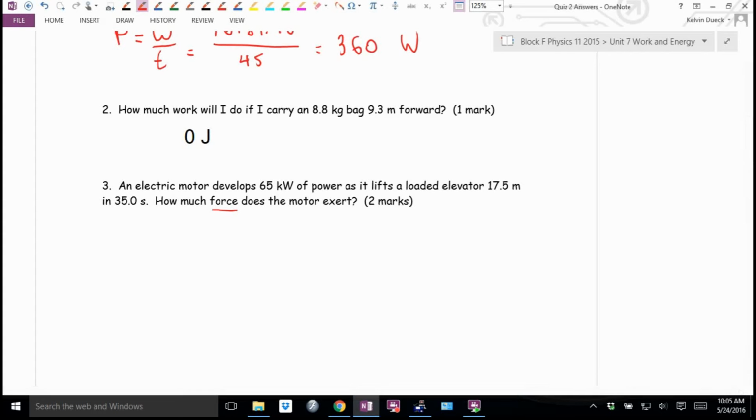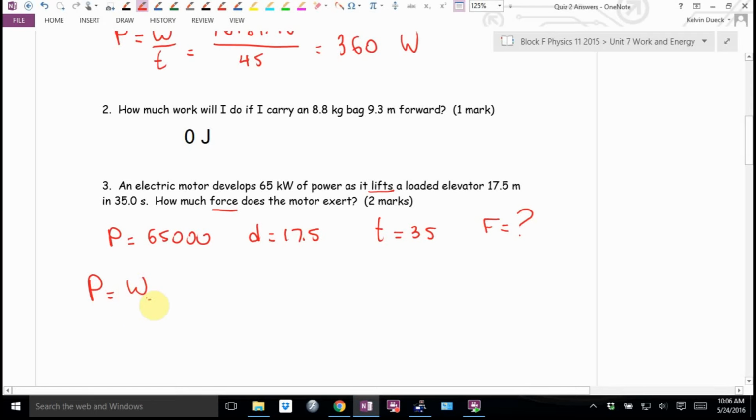How much force does the motor exert? You know what, Alicia? I think now I'm gonna list my data. They've told me power, 65 kilowatts. I can go kilo in my head times 1,000. They gave me a distance, 17.5. It is lifts. They gave me a time. They want me to find a force. I think I know what to do.